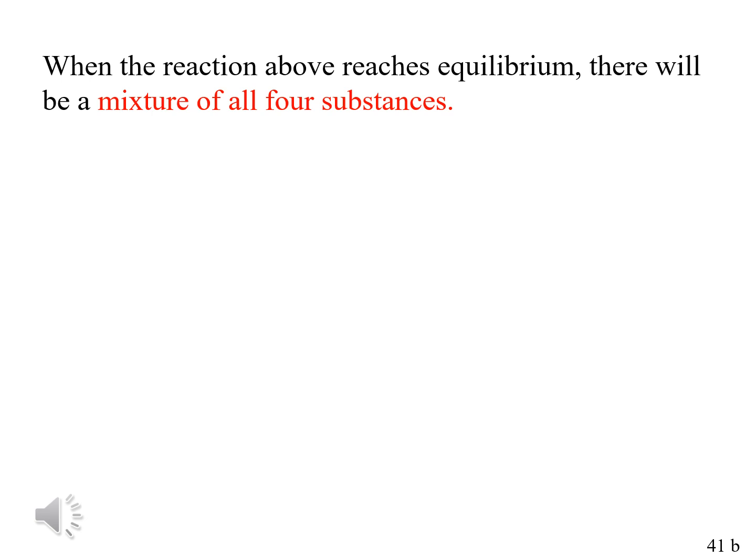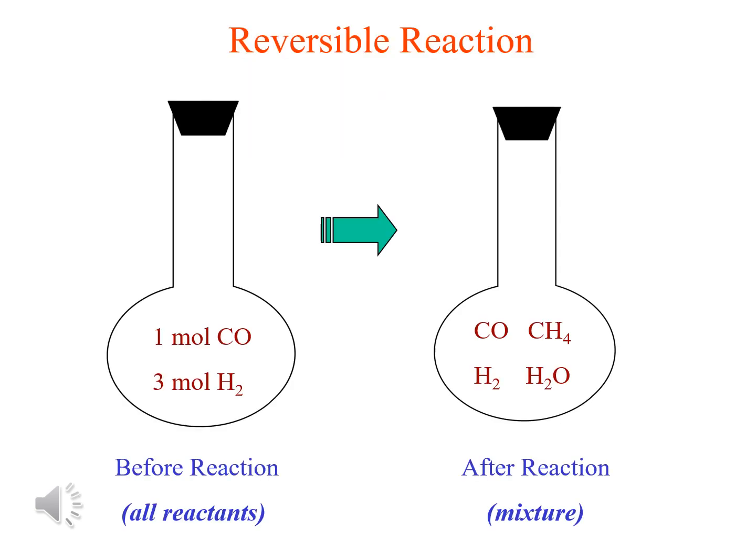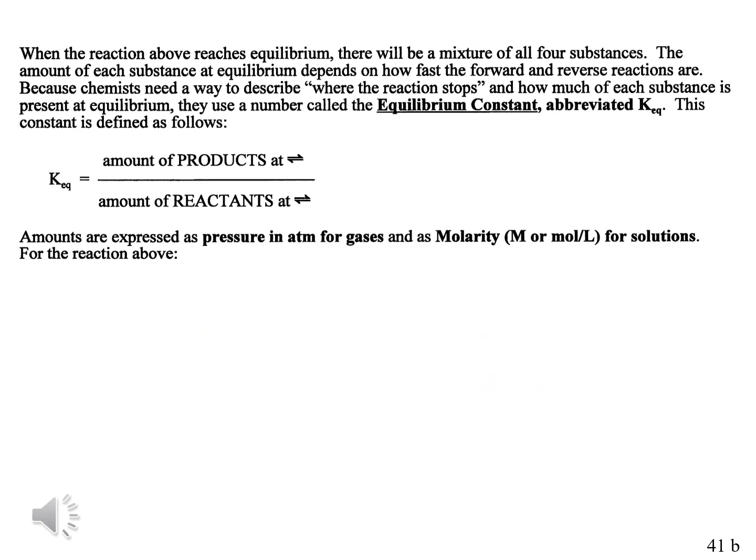Because of the fact that the reaction's able to go in either direction, if the reaction is reversible, you don't end up with only products, you end up with a mixture of all four of the substances. Chemists have to know how much of each substance is left, not just that there is some of each, and therefore we need a mathematical way to calculate how much of each is left. In order to do that, chemists use what's called the equilibrium constant, or KEQ.